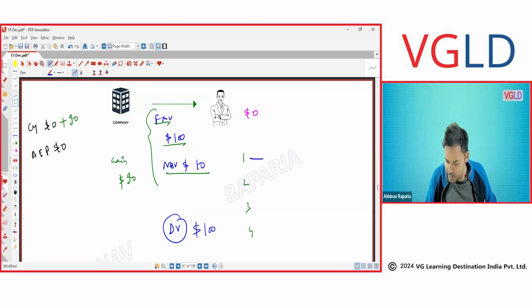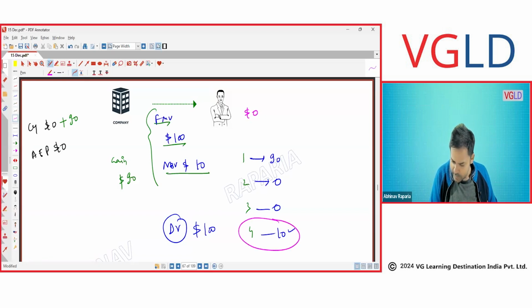So what is 1? 1 is 90. What is 2? 0. 3 is 10. So correct? 10. Shalini, I think your question is, you are saying shareholder is recognizing 10 and company is recognizing 90. Is that what you're saying? Yeah, but both are different things. Can be different. Most of the time it is going to be different.